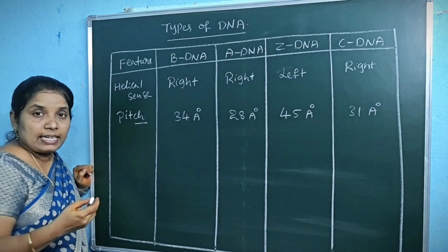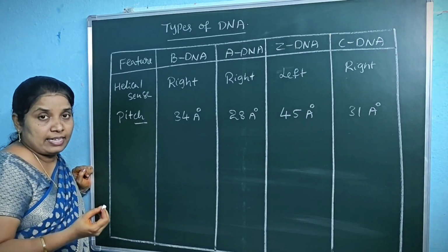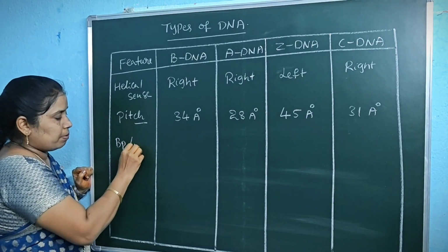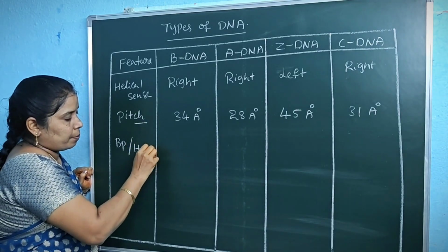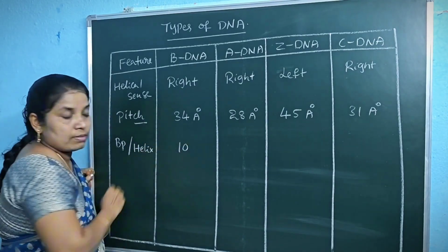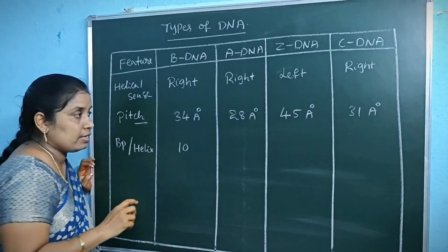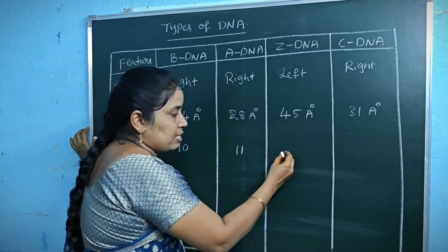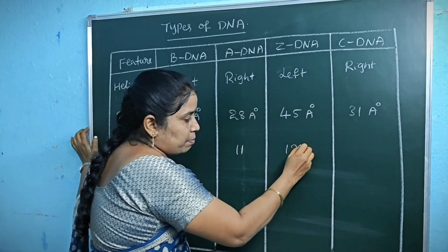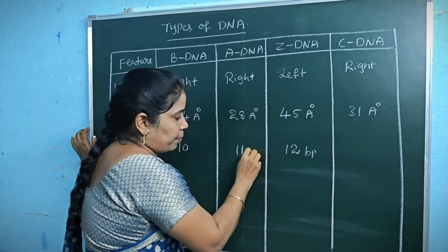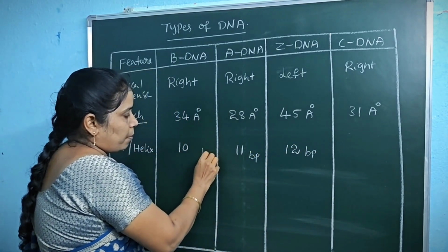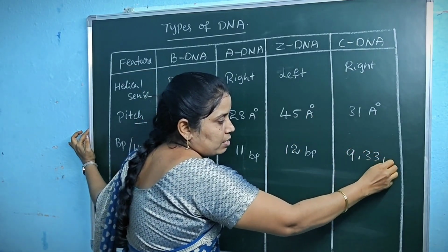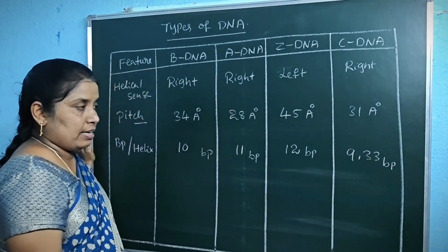Okay, so let's see the number of base pairs per helix. Here 10 base pairs are present per helix. Here 11 base pairs are present per helix. In Z-DNA there are 12 base pairs present. In the case of C-DNA, 9.33 base pairs are present per helix.